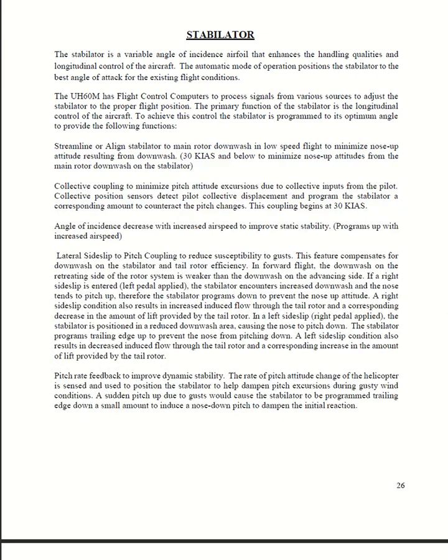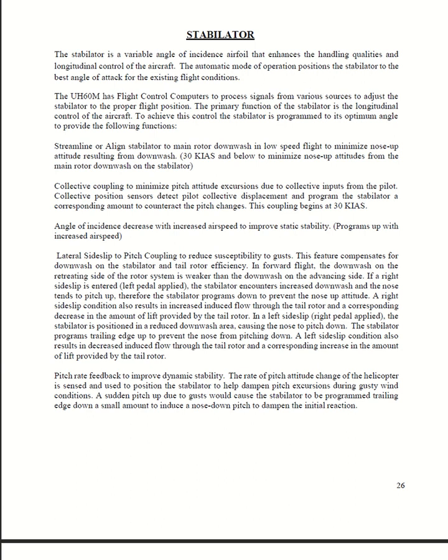Stabilator. The stabilator is a variable angle of incidence airfoil that enhances the handling qualities and longitudinal control of the aircraft. The automatic mode of operation positions the stabilator to the best angle of attack for existing flight conditions. The UH-60M has a flight control computer to process signals from various sources to adjust the stabilator to the proper flight position. The primary function of the stabilator is the longitudinal control of the aircraft.